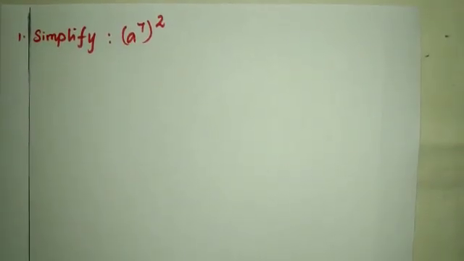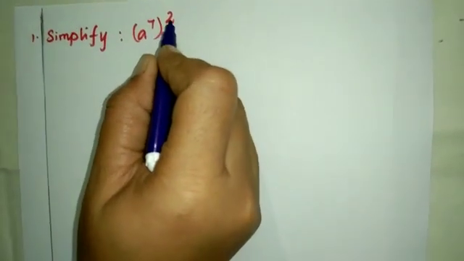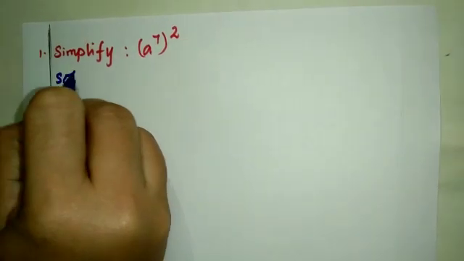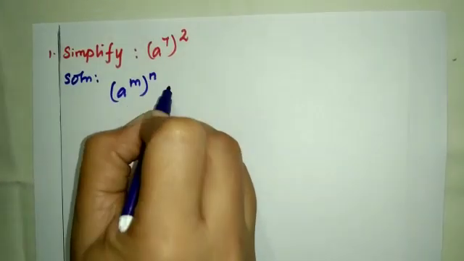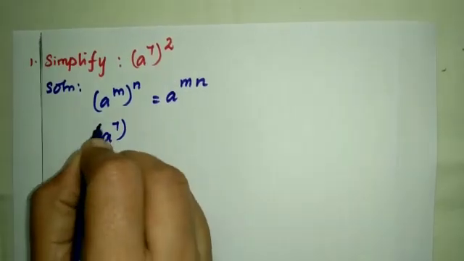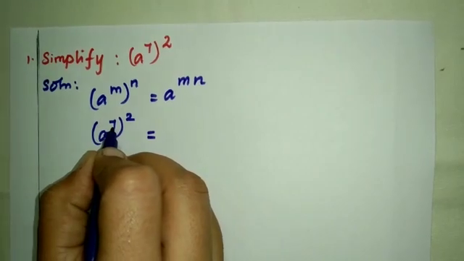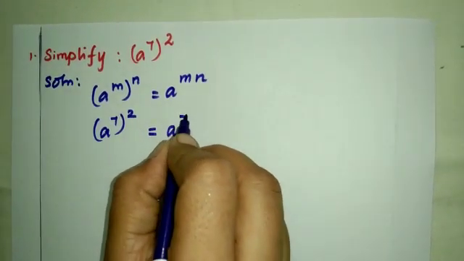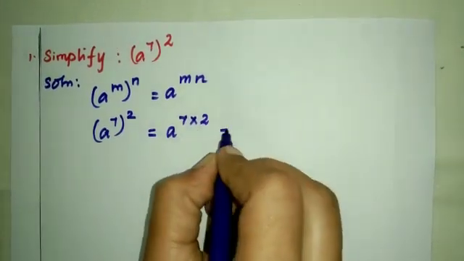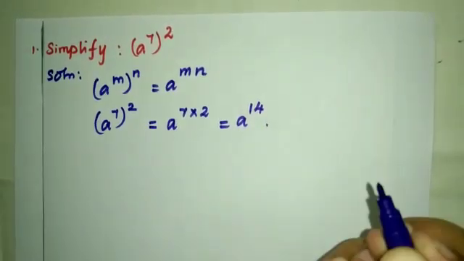Okay, students, based on this power law, let us go for a new sum. First question is simplify a power 7 the whole power 2. You have to use the power law, that is a power m the whole power n, which is equal to a power mn. a power 7 the whole power 2, where 7 is the base, 2 is the power. Next a power 7 into 2, which is equal to a power 7 2s are 14.